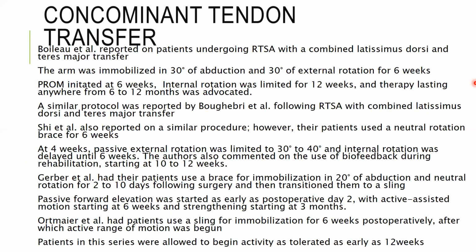This is in terms of the tendon transfer. So we have in Ortho also a few tendon transfer cases that have been done. The idea in these papers is for the arm to be immobilized at 30-degree abduction and 30-degree external rotation. Most of the papers are recommending that they try and have the arm at 30-degree abduction.